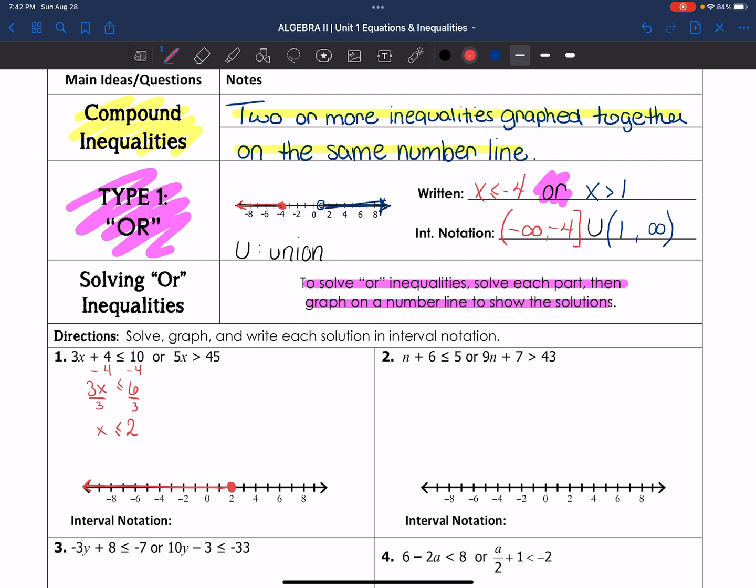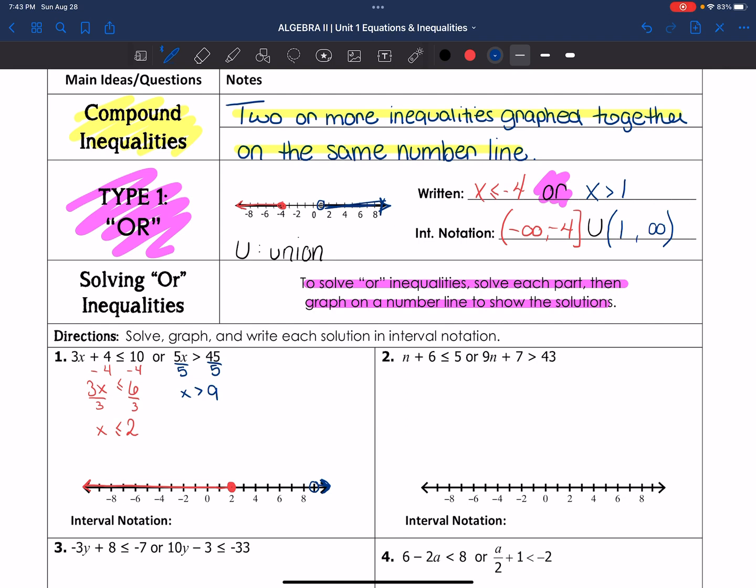All right, now let's look at the other portion of our compound inequality. 5x greater than 45. Well, to solve that, it's 5 times x, so I will need to divide. And whatever I do on one side, we do to the other. 45 divided by 5 is 9. So we have x greater than 9. 9 is way over here, so open circle and an arrow going in that direction.